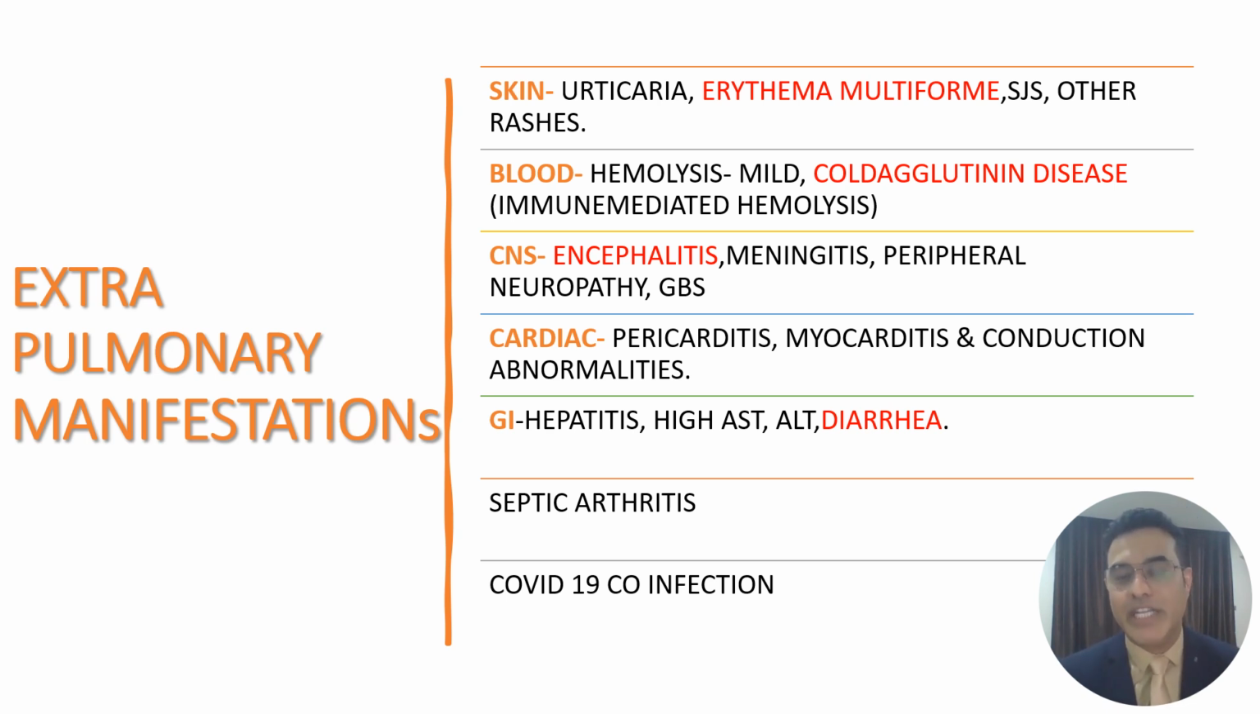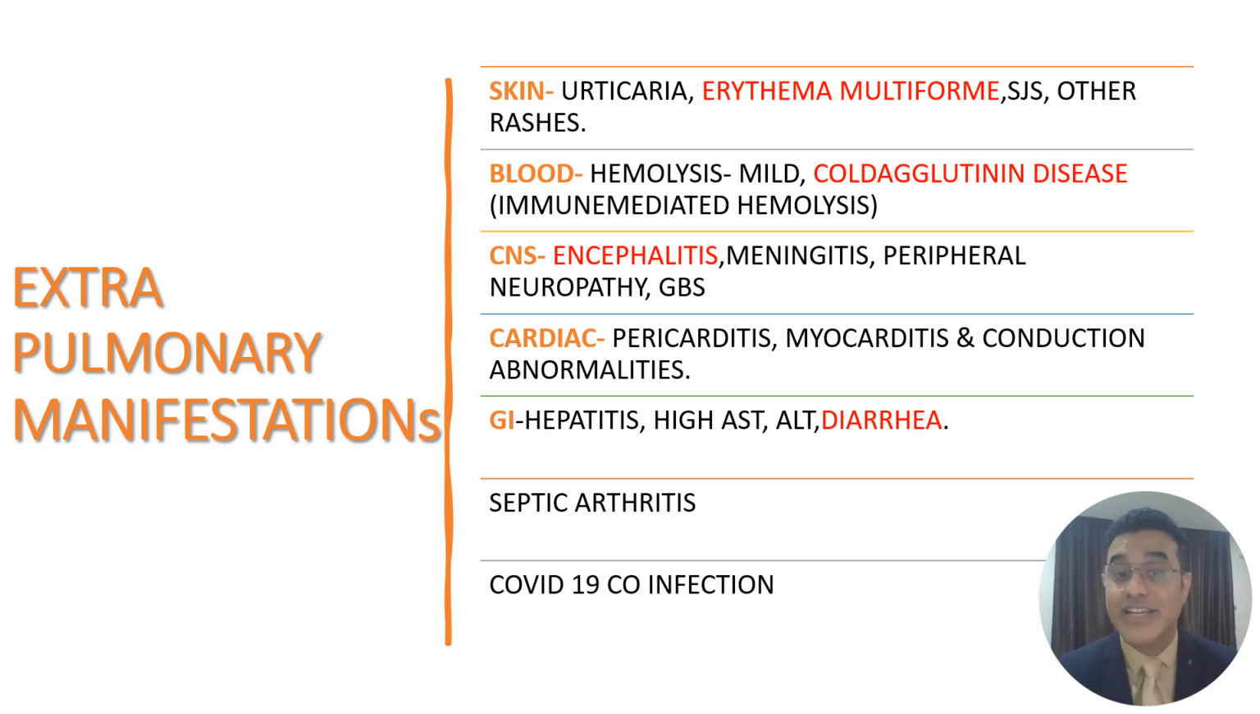It's the erythema multiforme that is commonly seen on the shins, whereas urticaria and some people have other kinds of rashes also. Hemolysis is very commonly seen in hematological manifestations of mycoplasma, and cold agglutinin disease, and also CNS manifestations, commonly meningitis or encephalitis, or sometimes peripheral neuropathy also seen. Very rarely we see GBS post mycoplasma.